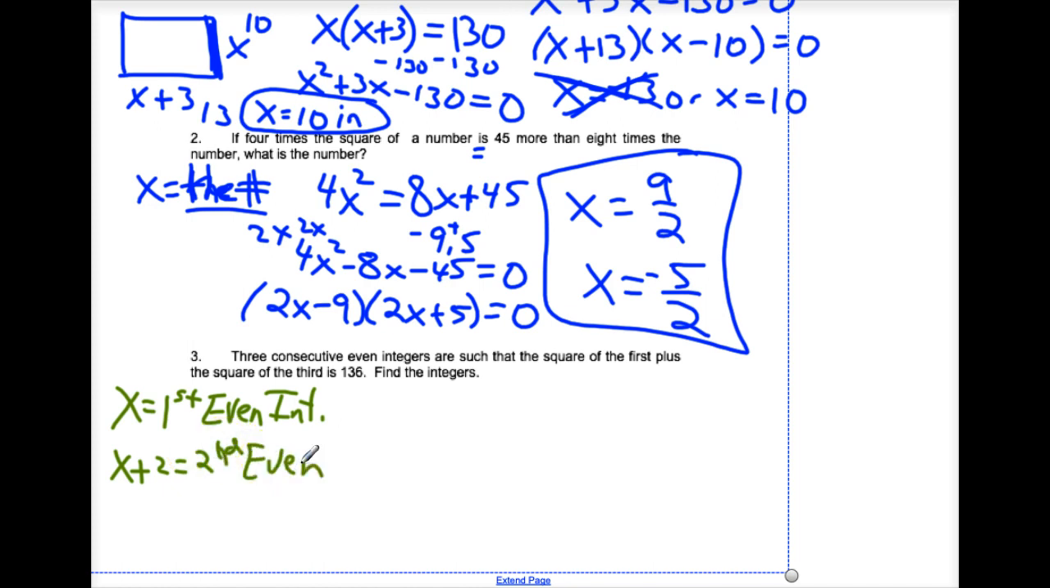And then what would be the third even integer? X plus 4. Catch on to the pattern. X plus 2 plus 2. Very good. I'm going to write it as x plus 4. Now, whenever you have consecutive integer problems, define your variables like this. You guys did a great job when we did those before. Now, try to write that equation. The square of the first plus the square of the third equals 136.